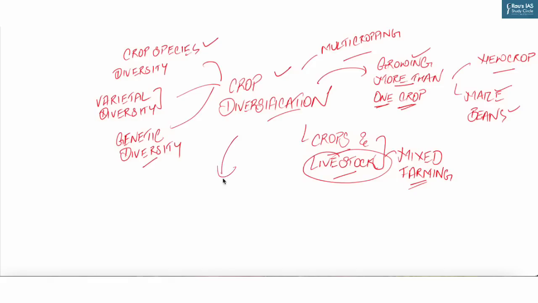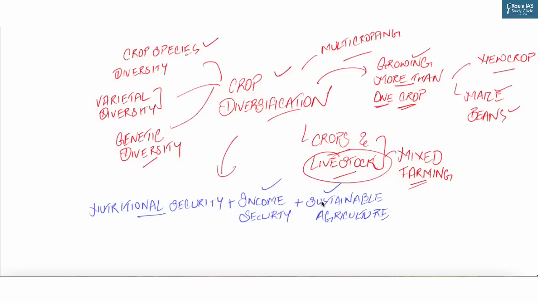So, how will this help? This will provide nutritional security, income security, and sustainable agriculture. Now, with this, we know what crop diversification is. That is growing more than one crop in an area. And it not only includes crops, it also talks about livestock. And these are the different aspects related to crop diversity.